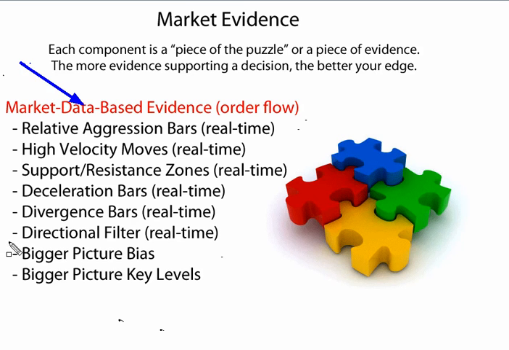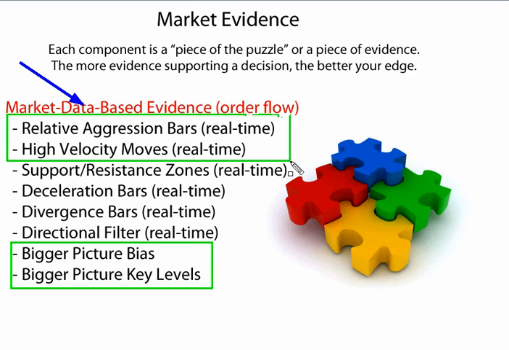We look at our bigger picture bias and bigger picture key levels. Then we also have these real-time pieces of evidence, relative aggression and high velocity moves. I talked about those in yesterday's video. If you didn't see that, it might be worth clicking the link below to check that out. We also talk about real-time support and resistance zones, deceleration and divergences, and then the directional filter as well.